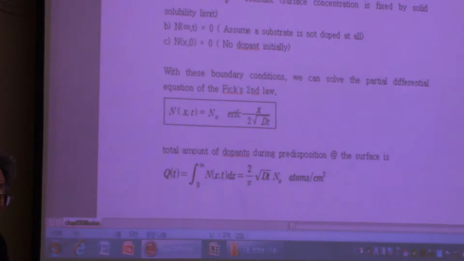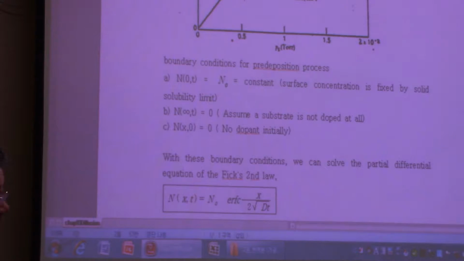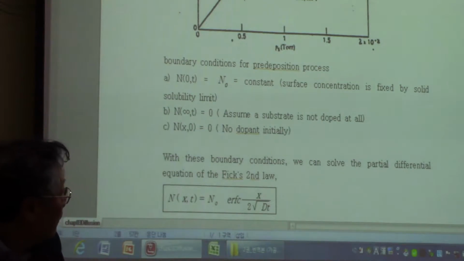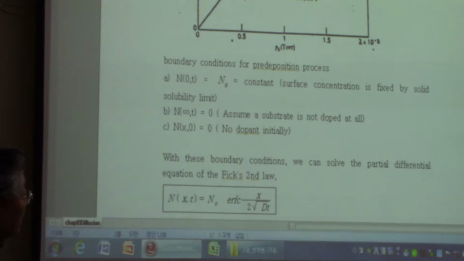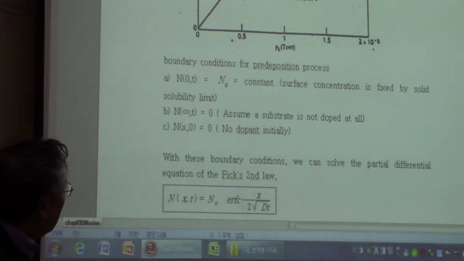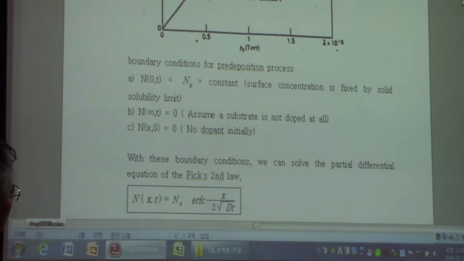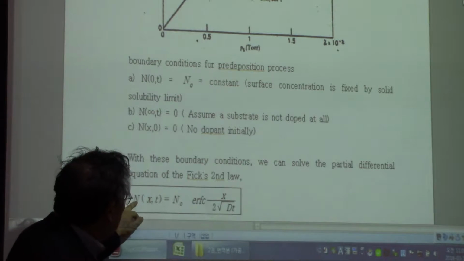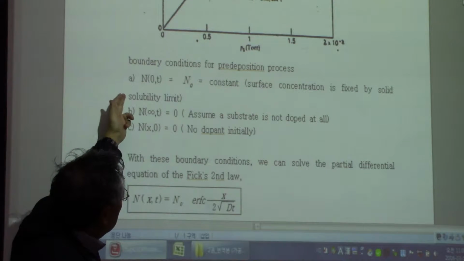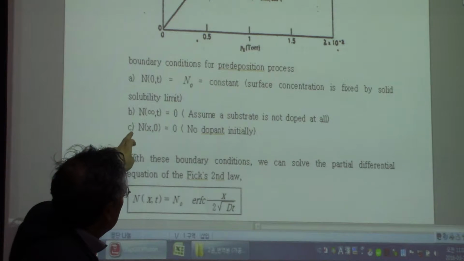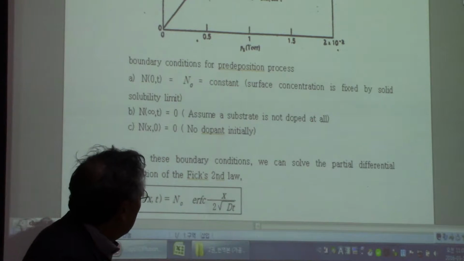One is a pre-deposition, and the other is a driving process. And we try to solve Fick's second law to get the profile. Here we have two boundary conditions and one initial condition. This is the initial condition, right?